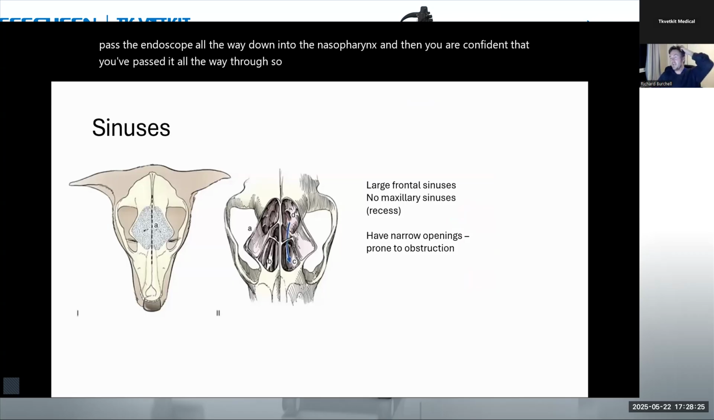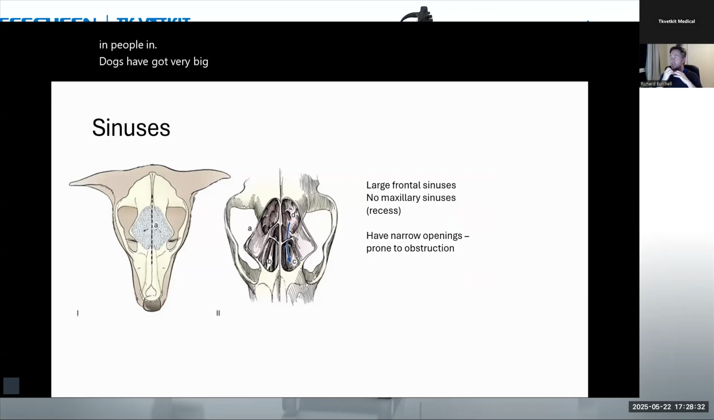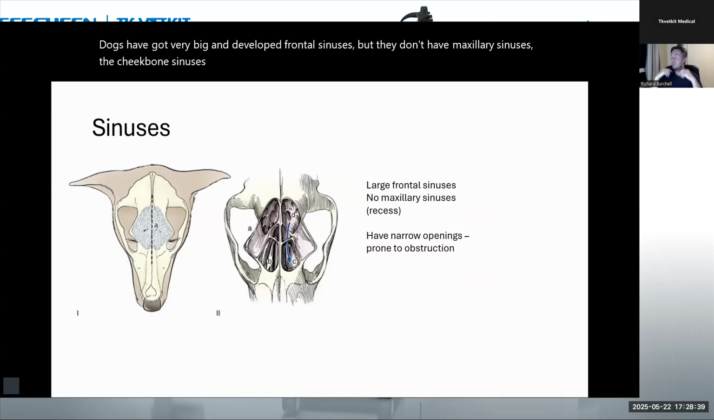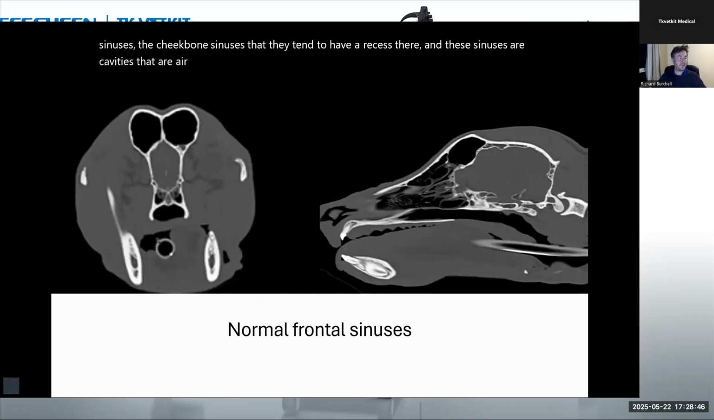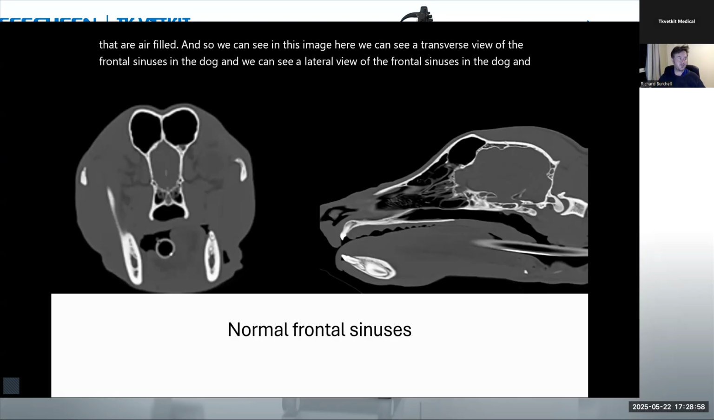So we also have the sinuses, and they differ from sinuses in people in that dogs have got very big and well-developed frontal sinuses, but they don't have maxillary sinuses, the cheekbone sinuses that we have. They tend to have a recess there. And these sinuses are cavities that are air-filled. So we can see in this image a transverse view of the frontal sinuses in the dog, and a lateral view of the frontal sinuses in the dog. And these are normal frontal sinuses.